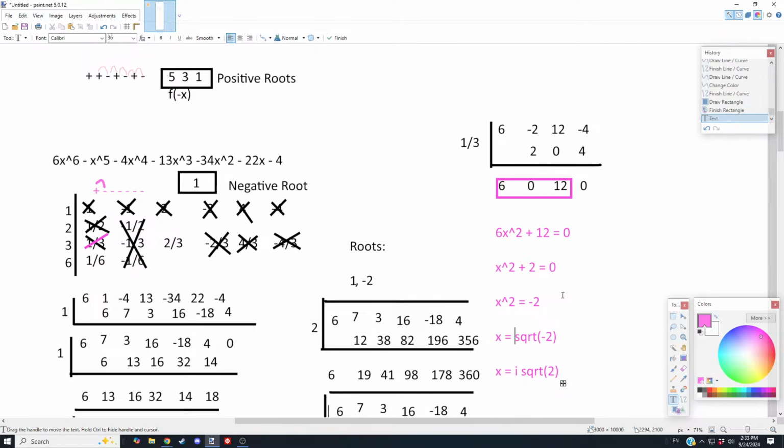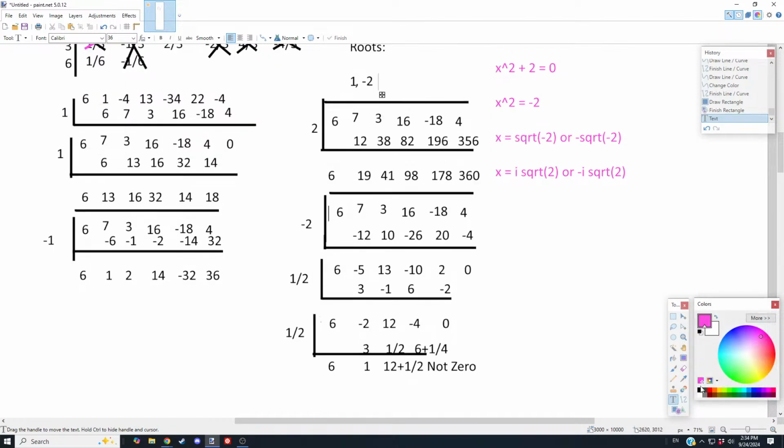Also, we do know that there is a positive and a negative root when we take the square root to solve for x. We get both the positive root and the negative root. So we're going to get both a positive i square root 2 and negative. So I will write that this way. We have i square root 2 or negative i square root 2.